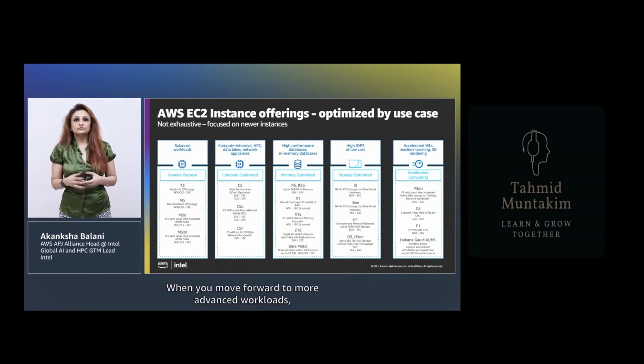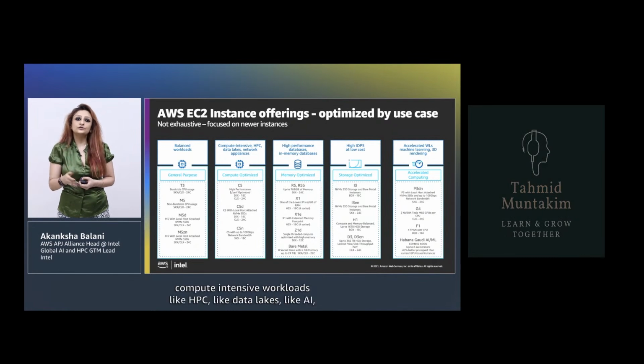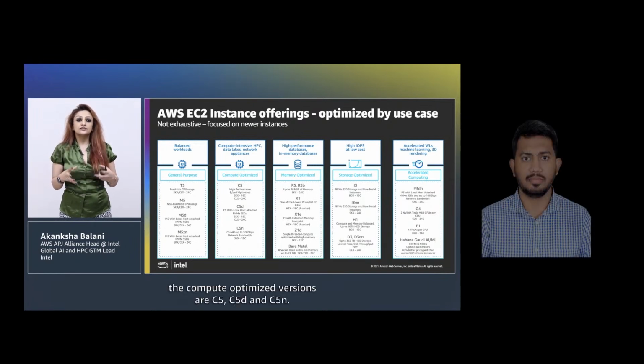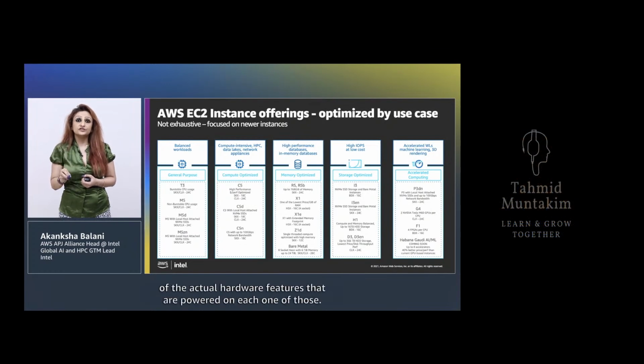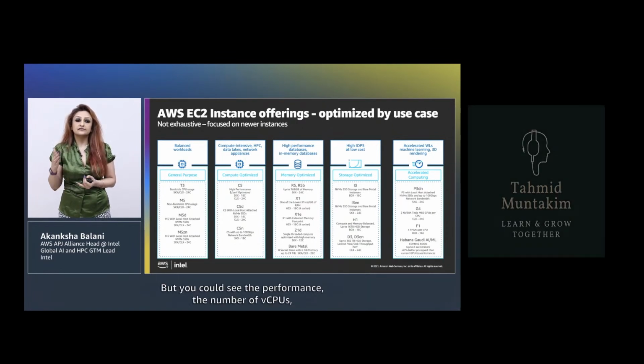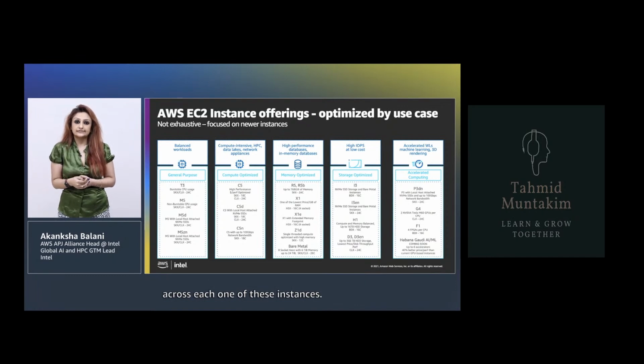When you move forward to more advanced workloads, compute-intensive workloads like HPC, like data lakes, like AI, or network appliances, the compute-optimized versions are C5, C5D, and C5N. Of course, I'm not going to get into the details of the actual hardware features that are powered on each one of those. These are available for your view on the slide. But you could see the performance, the number of vCPUs, the core count, as well as the memory that you can get access across each one of these instances.